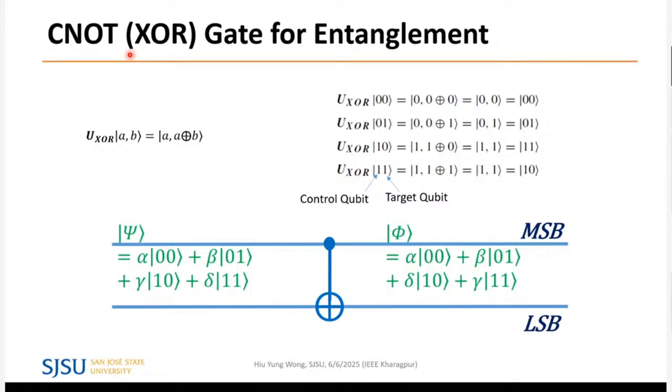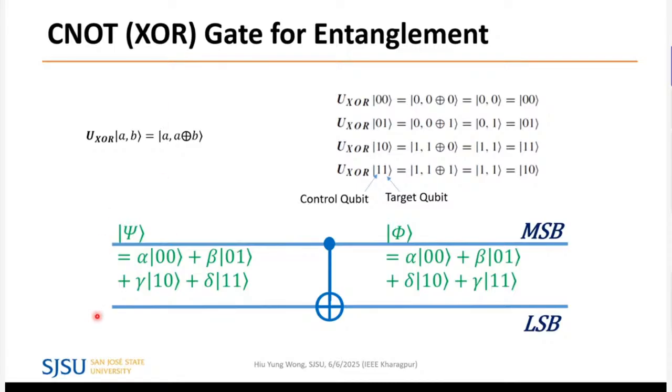We need to be able to create a CNOT gate in a quantum computing architecture. Otherwise, we cannot enjoy the benefits of having quantum computing, because we said that entanglement is a very important property for quantum computing. Now, what is an entanglement gate? It is a 2-qubit gate. For example, here I have 2 qubits.